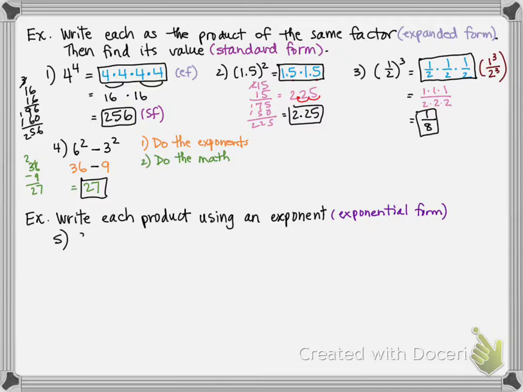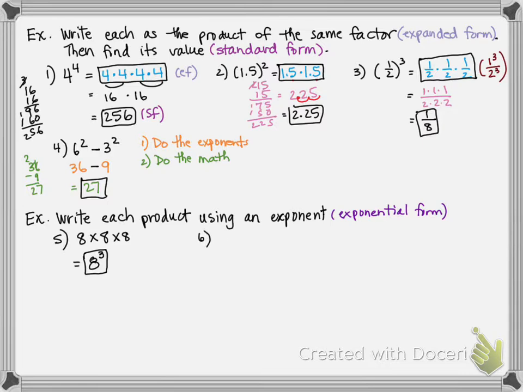Now this is so easy. You might see something that looks like this. Your book still likes to use the X. I tend to use the dot. So what we do is we identify the base. That's the number that you're seeing multiplied repeatedly. Then we count up how many times it shows up: 1, 2, 3 times. That's it. There's your answer. Done. I don't need to figure out the value.